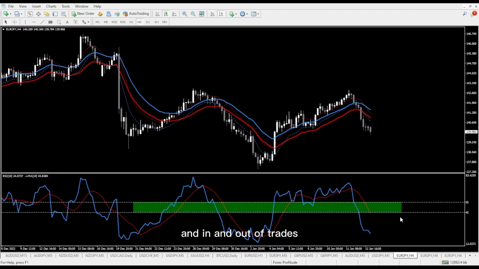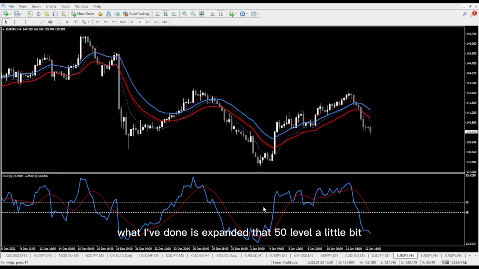We can get in and out of trades as the price is jumping back and forth above and below the 50 level. And we want a way to sort of avoid that chop. And in order to do that, what I've done is expanded that 50 level a little bit, 5 in one way and 5 in the other way. So we have now this kind of window. Again, it's a neutral zone.